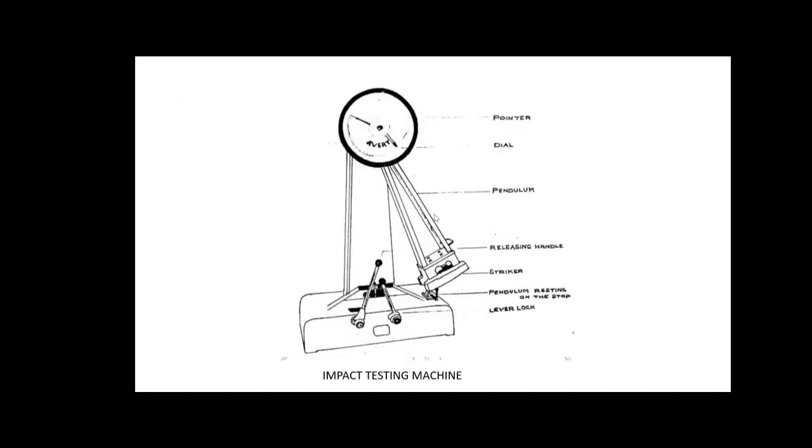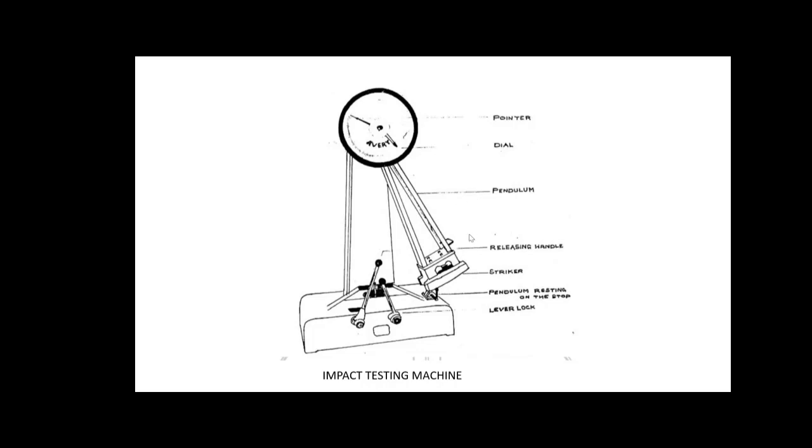This is the sketch of the machine that we are using for conducting the experiment. So this is called the impact testing machine. So the different parts: we have a dial. The measurement that we are taking in the lab is the angle. Angle means the angle of the pendulum or the hammer, before impact and after impact.